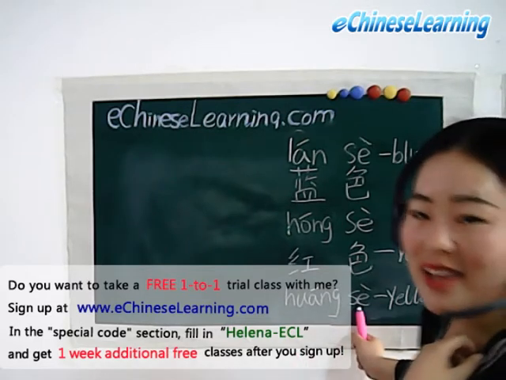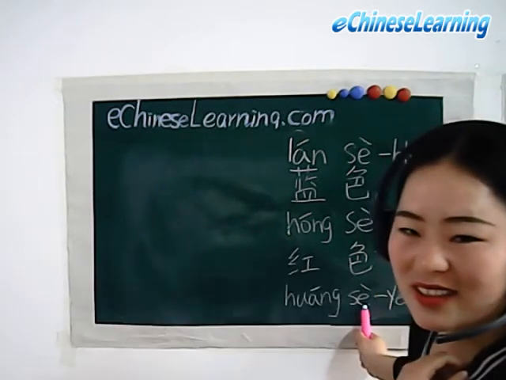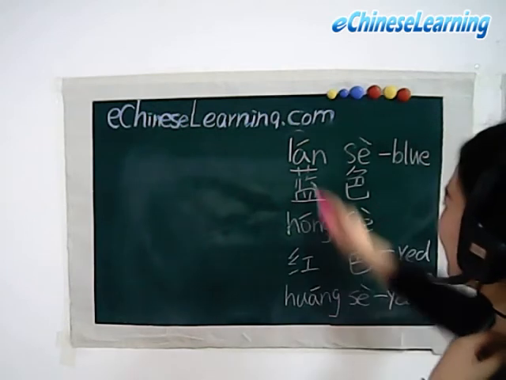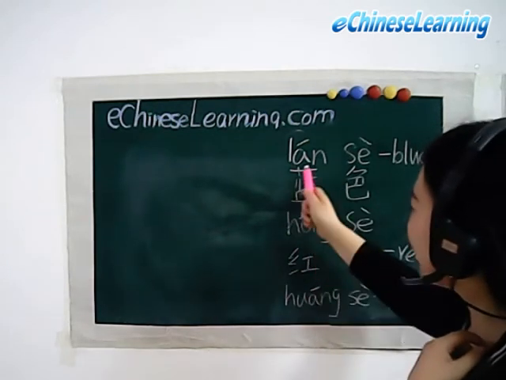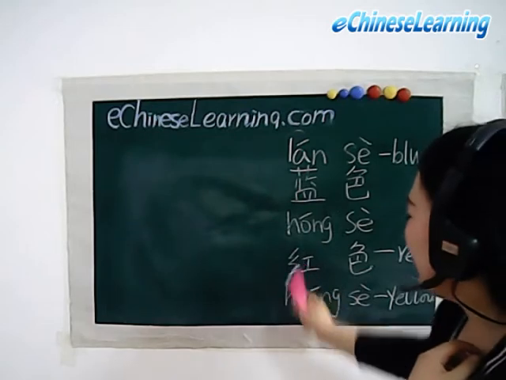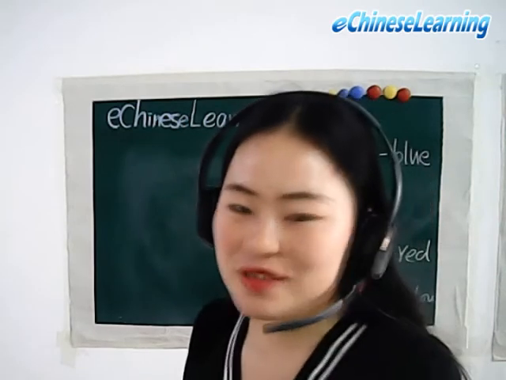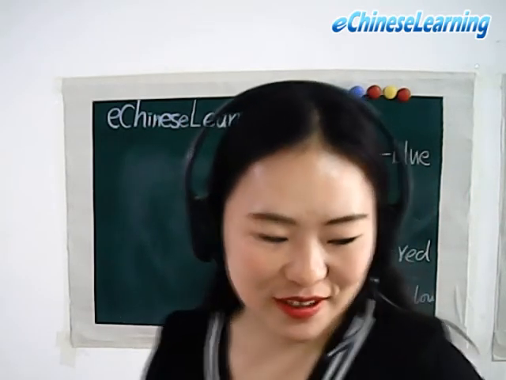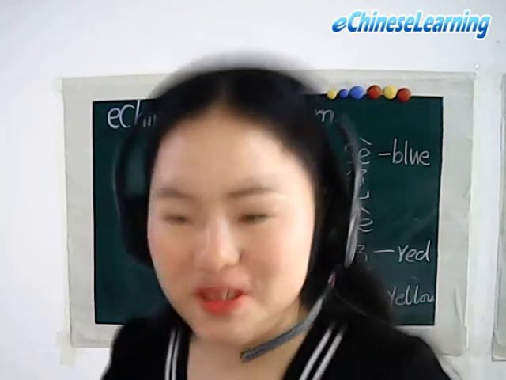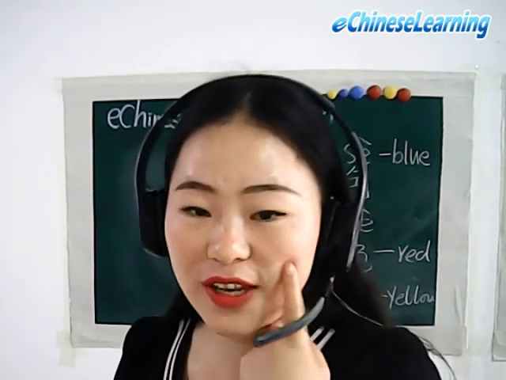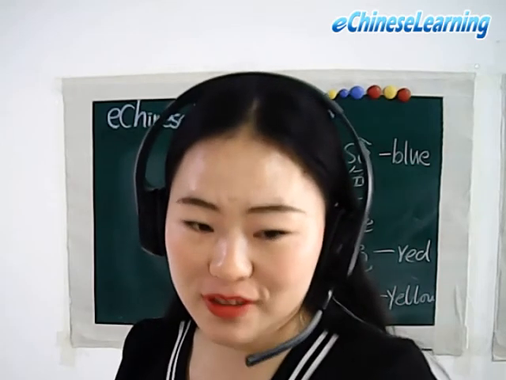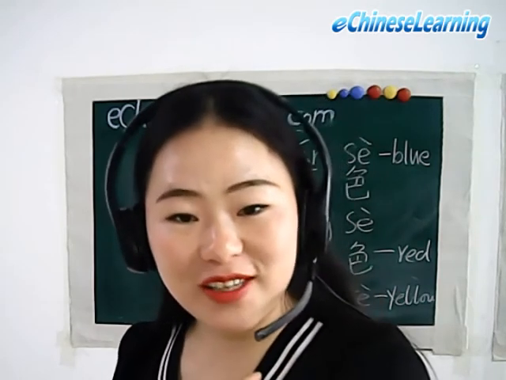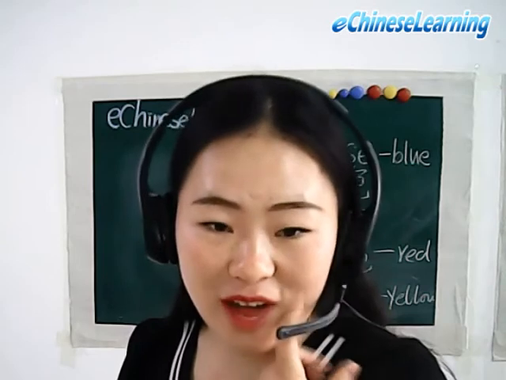Try to read that again. 黄色. Very good. So now we know the three colors, right? Blue, red, and yellow. 黄色. Okay. So now let's play a game. A very little game. So firstly, I say the colors. Please point and show me. Okay, what's that color? And when you understand me, you can tell me the color again.